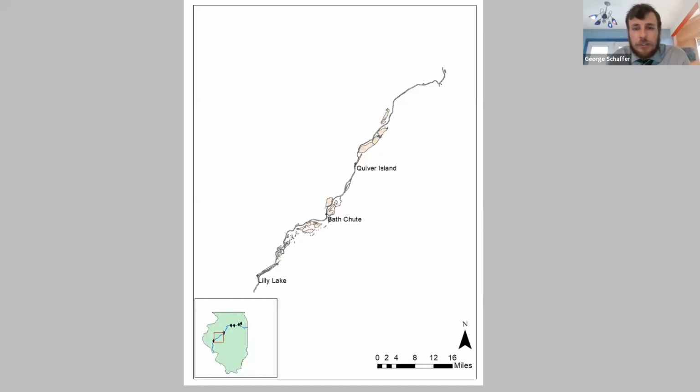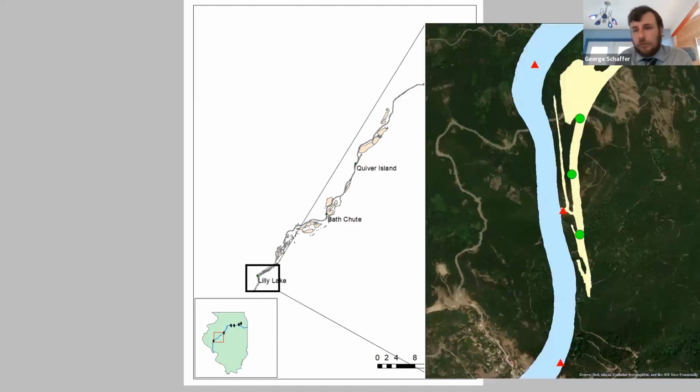So like I said, the study took place on the LaGrange reach of the Illinois River, and we selected 3 different sampling locations within the section of river that had a main channel and adjacent off-channel habitats. This is a blown up picture of what one of these sampling locations might look like. We have the off-channel represented by the yellow polygon, and the main channel represented by the blue polygon, where the red triangles represent main channel zooplankton sites, and the green circles represent off-channel zooplankton sites.